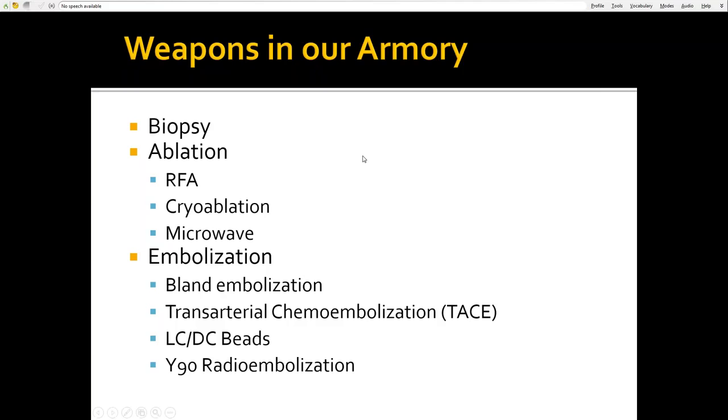So again, what are our weapons? What do we use to treat these particular tumors? So as an interventional radiologist, the first tool that we have really is biopsy, because many times patients will come to you and they don't even have a diagnosis yet. Sometimes you can figure out what the tumor is going to be without having to do a biopsy.